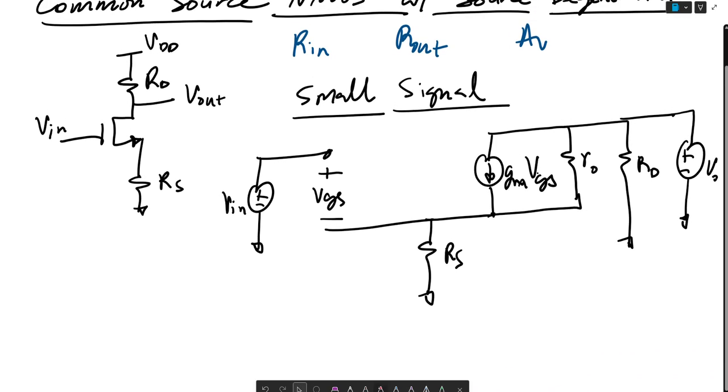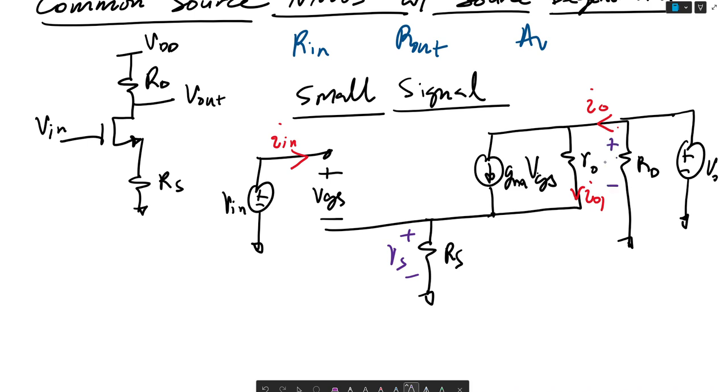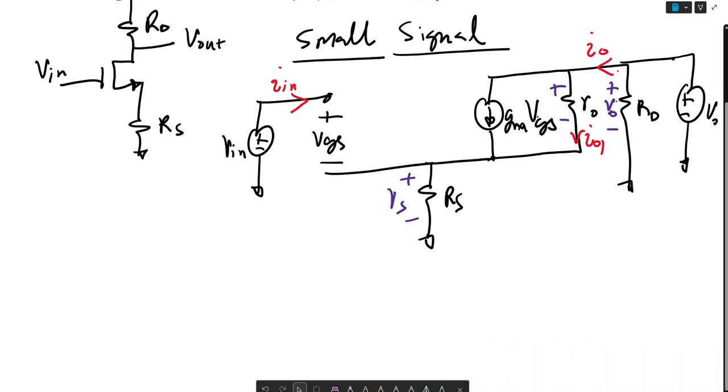where we can consider that we have a current that flows in here, Iin, and a current that flows here as well, IO. And let's consider this current here, IO1. And let's put some pluses and minuses. So plus minus the VS here, and this is a plus minus here, VO. And for RO, we have a plus minus here.